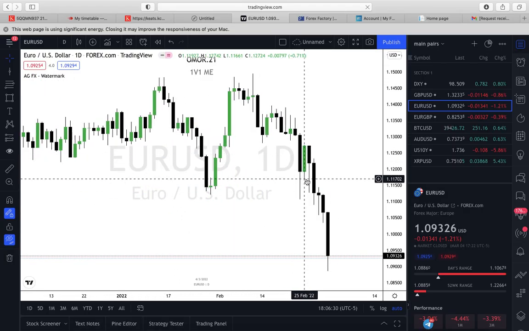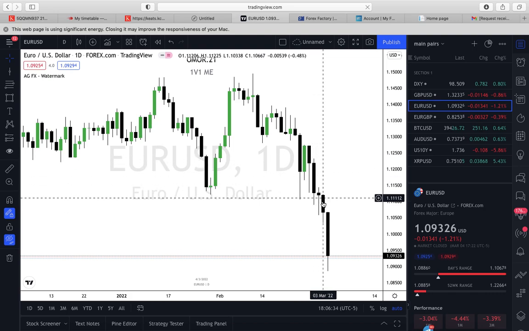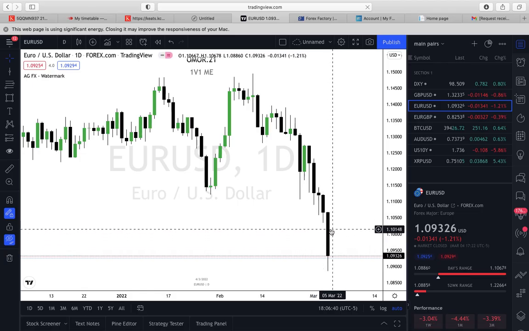Looking at the euro dollar, you see how this is all imbalance, rebalancing each other as it comes down, yeah? So now from this wick, this whole candle's body up until this wick is an area of imbalance.